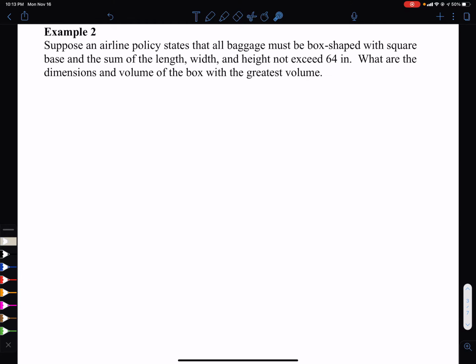Number 2, suppose that airline policy states that all baggage must be box-shaped with a square base, where the sum of the length, width, and height do not exceed 64 inches. Kind of crazy. So here's the base of my box. It's square, and it looks something like that.